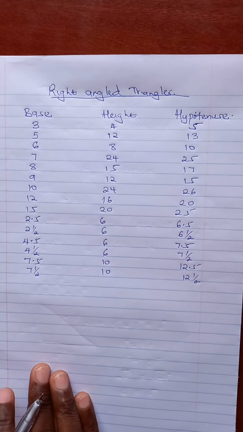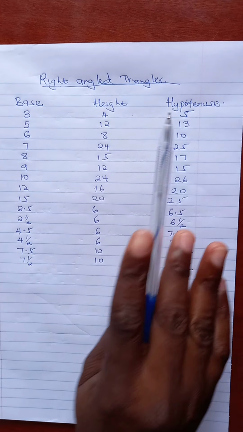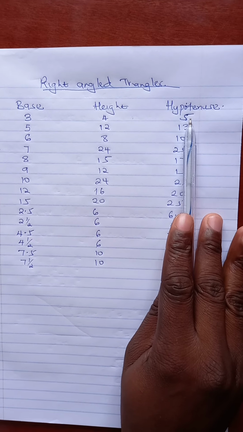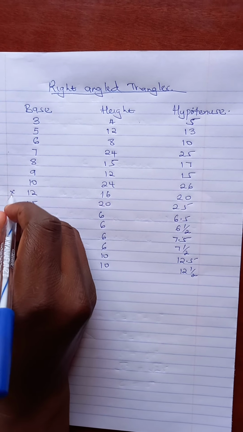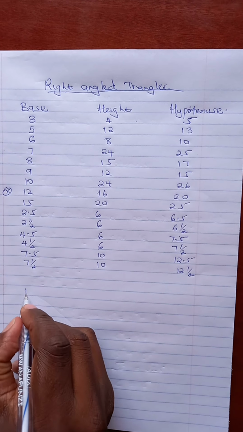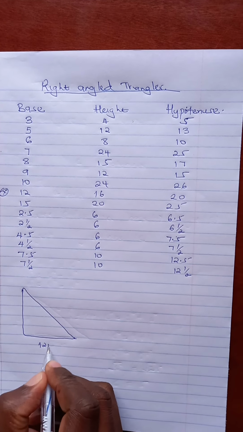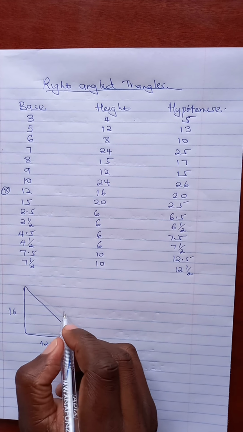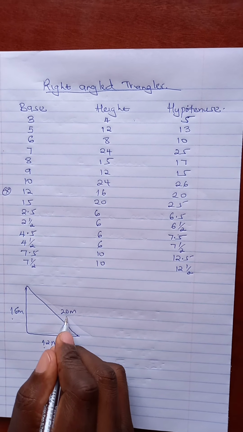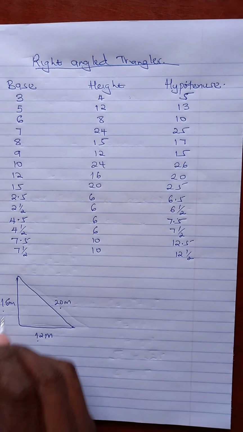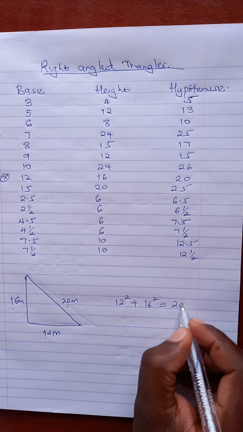Learners, all these are sets of right angled triangles, whereby when you square the two shorter sides and add them, and you square the hypotenuse, you are going to see that they are equal. For example, let us pick one of the values. We have 12, 16. We have a triangle here, whereby this is 12 meters, this is 16 meters, and this is 20 meters. If you square 16 and 12, and you square 20, they should be equal. For example, 12 squared plus 16 squared should add up to 20 squared.